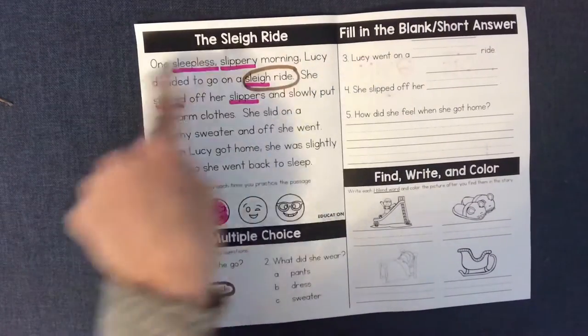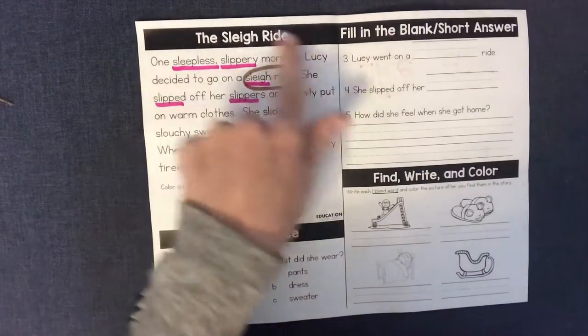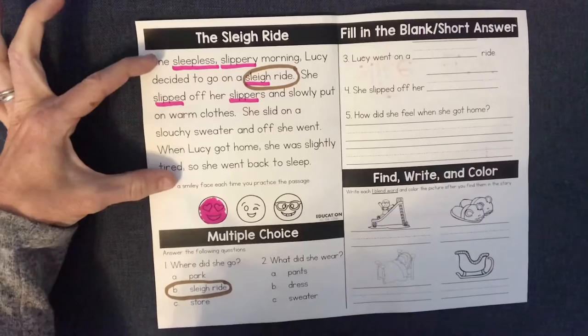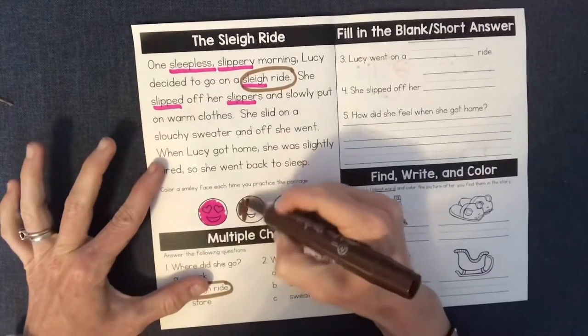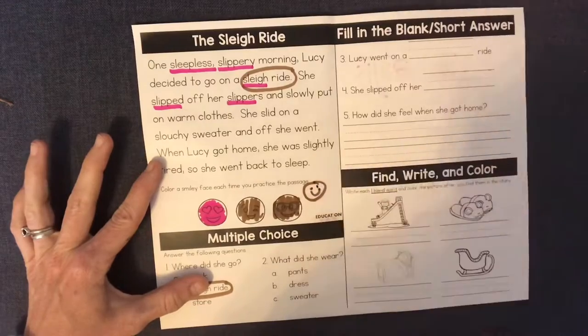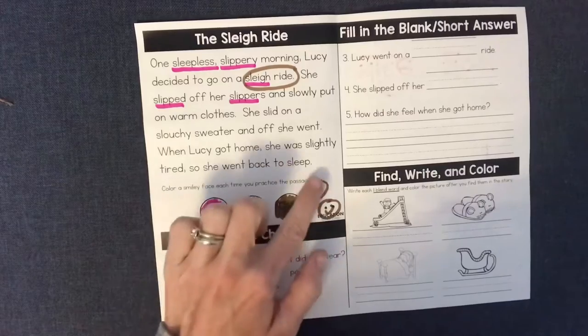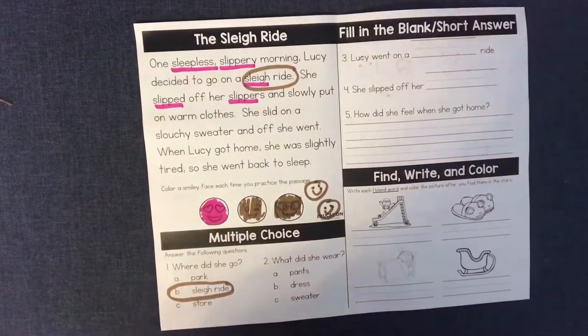So this time we're reading the sleigh ride and we're finding answers in the text. It's a short text. So if you've read it more than 3 times, guess what you get to do? You can add a little smiley face. Show me how many times you've read it. Miss Bonnie's probably read it 5 times by now, so I wrote 2 smiley faces. Okay, have some fun.